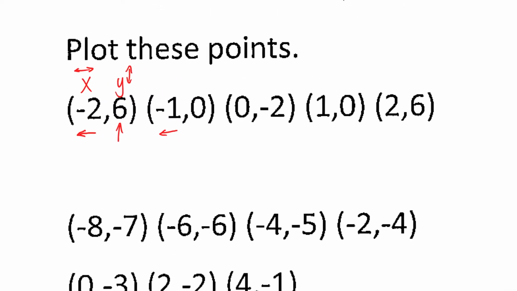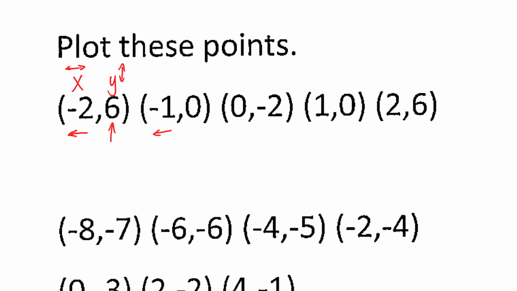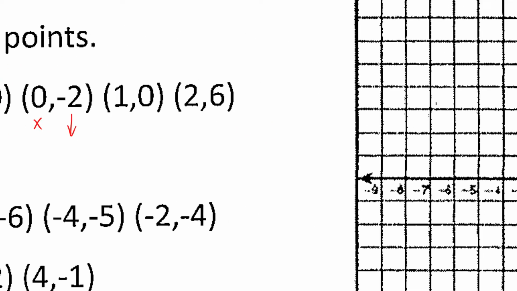Okay, what's the 0, negative 2 going to do? There's no movement left or right. You just jump down. That's right. We're just going to go down 2 units. So there's nothing left or right. It's just down 2 units. So down 1, 2. That goes right there.